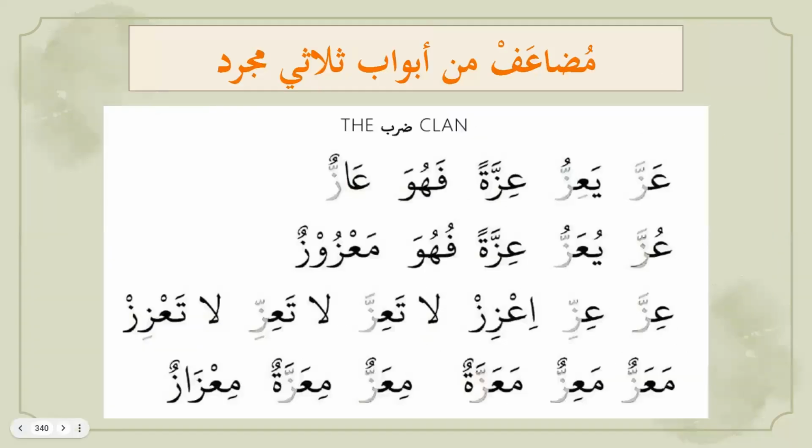Let's see how they are applied on different families. Here is an example of a muda'af word which comes from the Daraba family, the Daraba subclan. The root letters are ain, za, za. On the pattern of falla, it becomes azza.